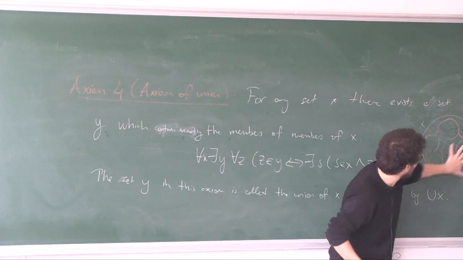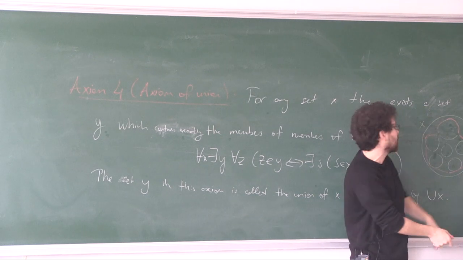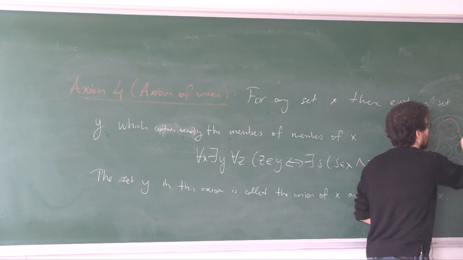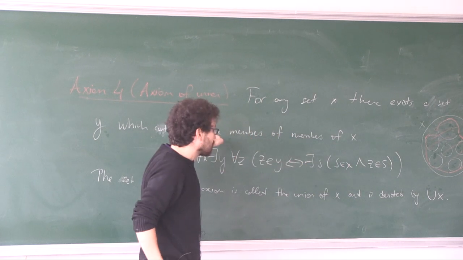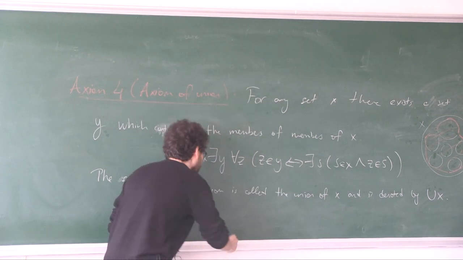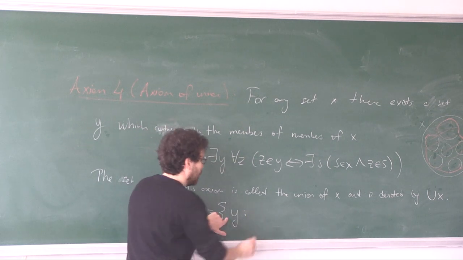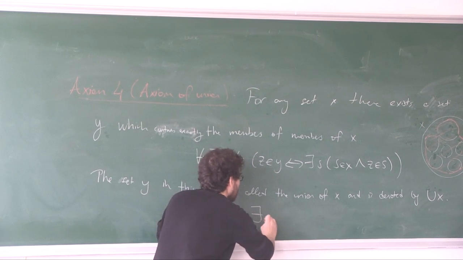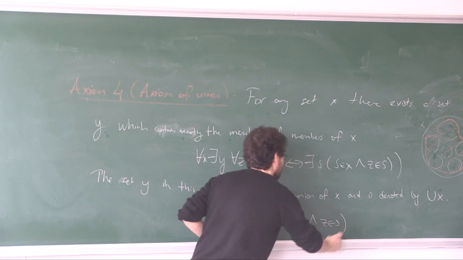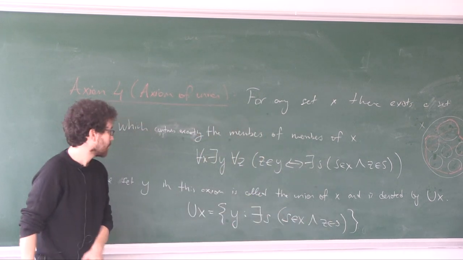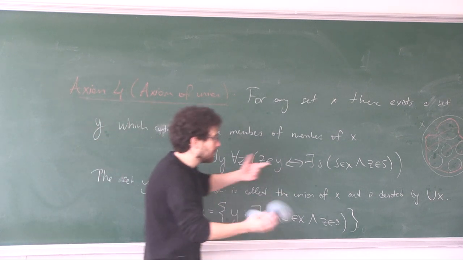So whenever you're given a collection of sets like this, when you talk about the union of that collection, you really mean you take the elements of these guys together and put them in a single set. Okay? Is this understood? Now, the axiom of union tells me that the union of a set X exists, okay? So, the union of a set X is the set of all Y which belong to some member of X. Okay. Questions about this?